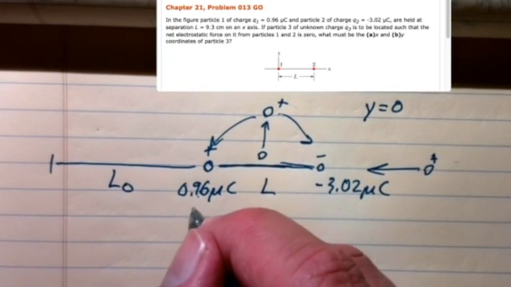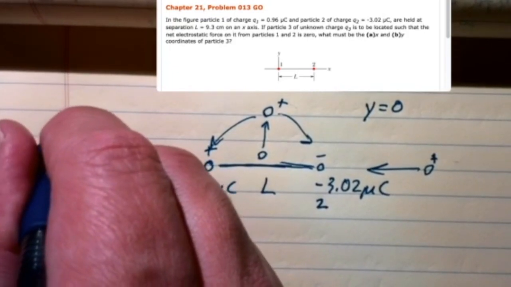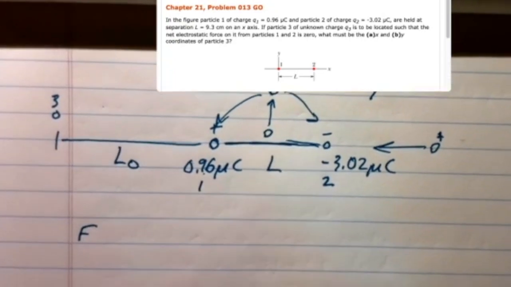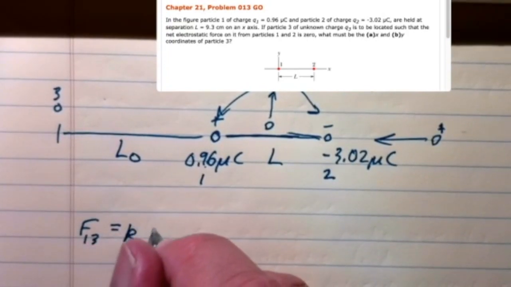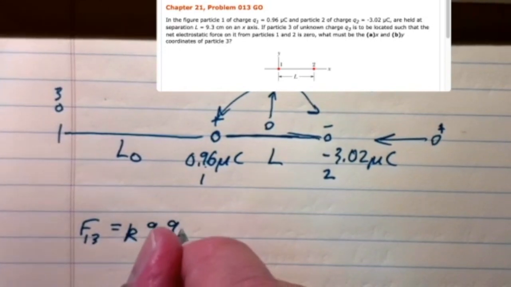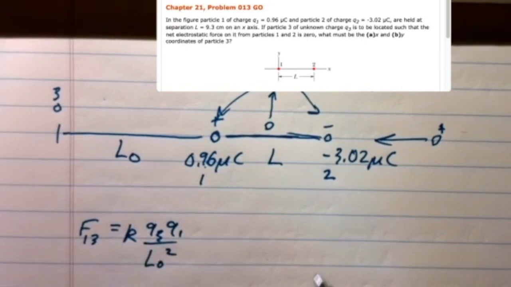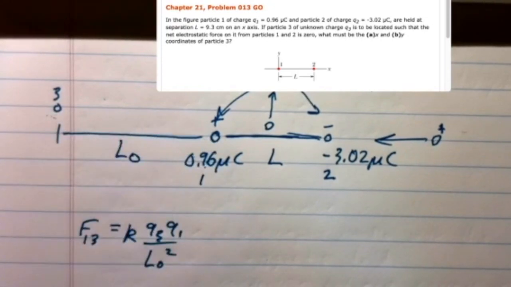Okay, so we've got charge 1 and charge 2, and then our new charge over here, which we don't know what it is going to be, charge number 3. Okay, so the equation of force between these two, we'll call this F13, has to equal K times Q3 times Q1 divided by L0 squared. Okay? That's the force between these two particles right here.